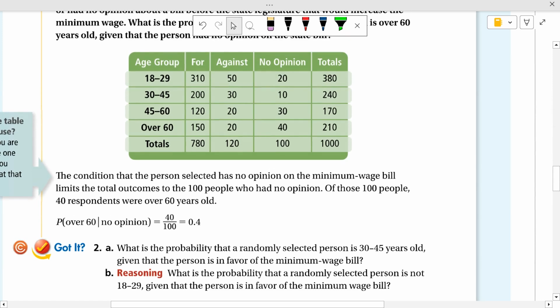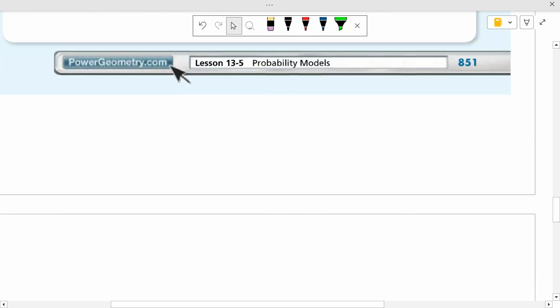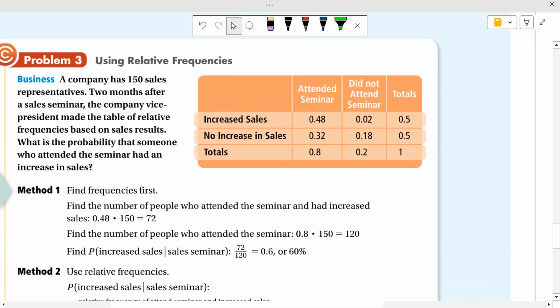Okay? So if we look at this, what's the probability a randomly selected person is between 30 and 45, given that they're in favor of the bill? That's 200 out of 780, which is 20 out of 78, which is 10 out of 39. Okay? So that's using a two-way frequency table.